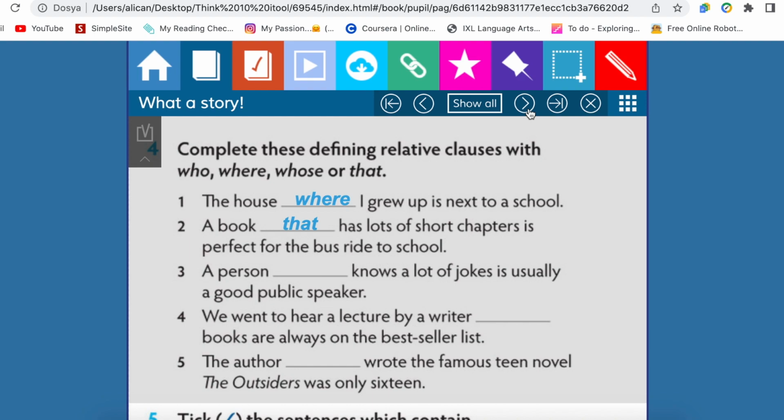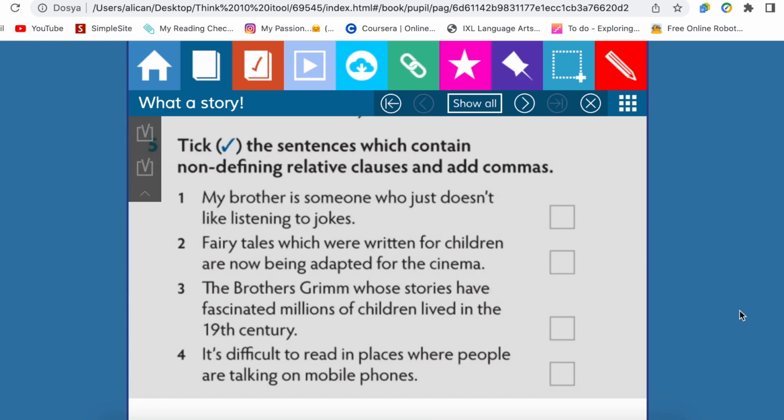who knows a lot of jokes is usually a good public speaker. We went to hear a lecture by a writer whose books are always on the bestseller list. The author who wrote the famous teen novel The Outsiders was only 16. Let's look at the next exercise. It says tick the sentence which contain non-defining relative clause and add commas. As you all know, we just said if it's extra information, it means a non-defining relative clause.